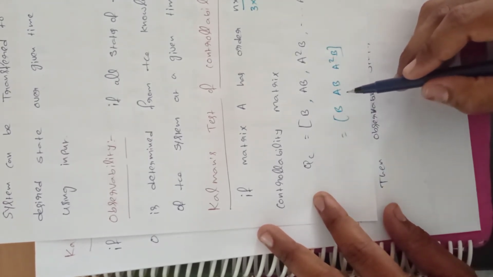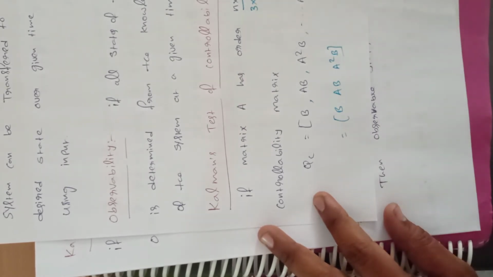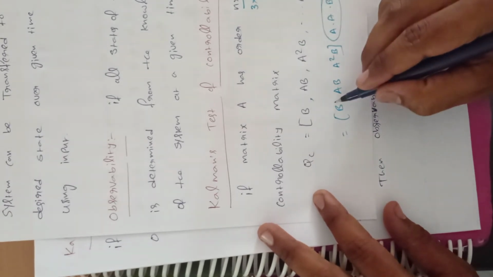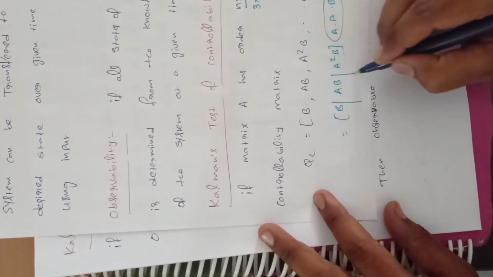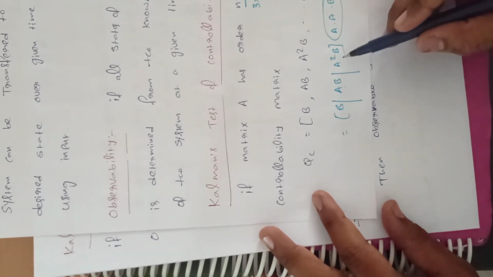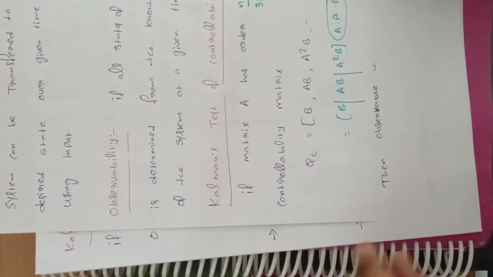Here AB means A multiplied with B. A square B means A multiplied with A, and again multiplied with A multiplied with B. This is one row, this is one column, this is another column. The first column is formed by B, the second column by AB, and the third column by A square B. So after finding the controllability matrix, we will observe the rank of that matrix.